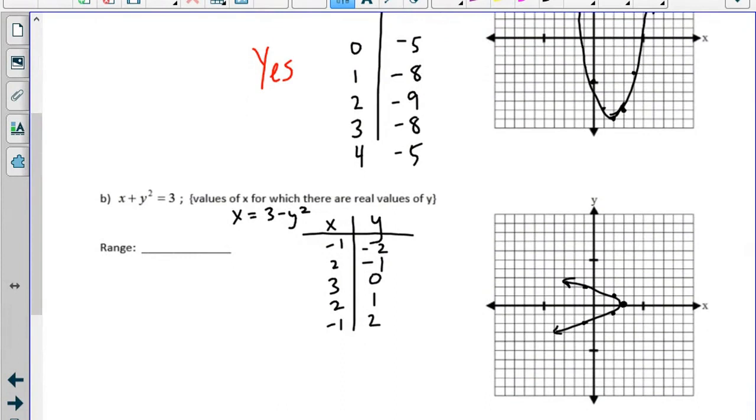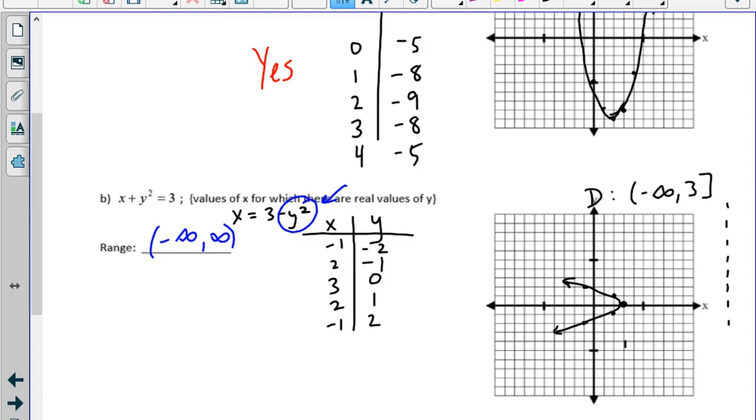So the domain in this case looks like it is negative infinity to 3. Looks like we're never going to get past 3 for the x values. So that's kind of important to keep in mind. And then the range here is negative infinity to infinity. That is because I can basically have any value of y I want. But my x's are never going to get bigger than 3 because there's nothing that I can substitute in here that's going to make 3 minus a square end up being something that's bigger than 3.